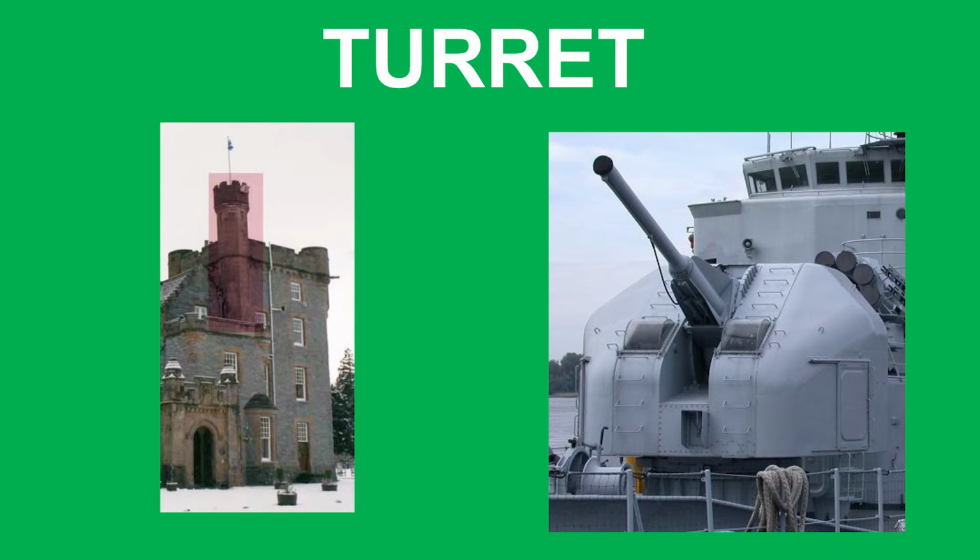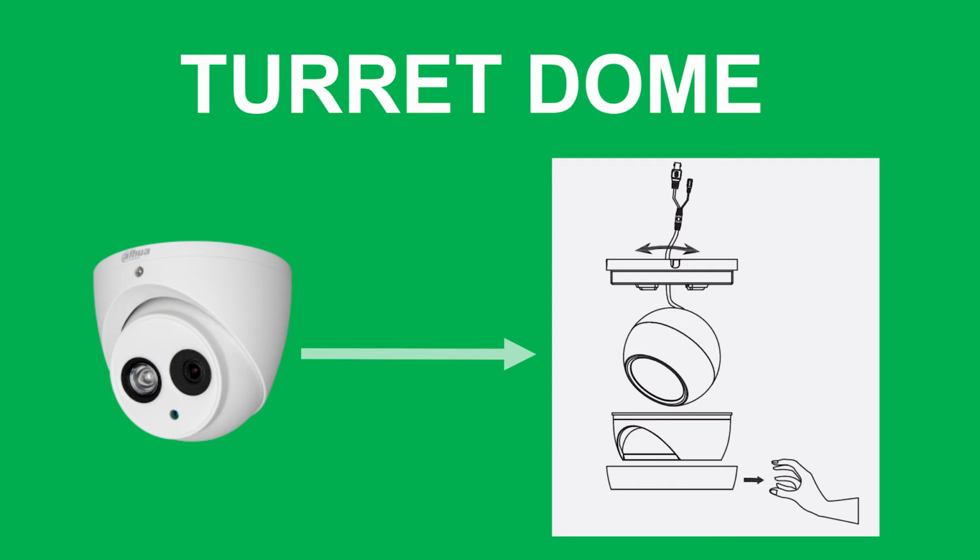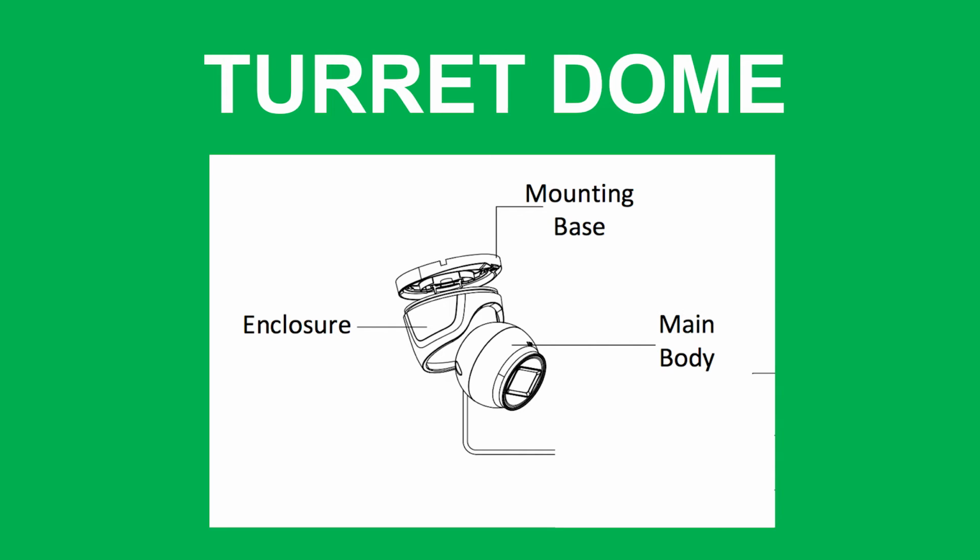When you Google a turret, you might come across the definition of a tower within a tower or a mechanism within a mechanism. And for those of you who have fit a turret dome in the past, you will be familiar with this, which is the breakdown of what a turret dome is made of. So you normally have a mounting base, an enclosure. The main body of the camera you can see is actually on a ball, which means you can mount it on the ceiling or a wall, and we'll touch upon this later on. And finally, you'll have a closing ring, and that's what makes up a turret dome.